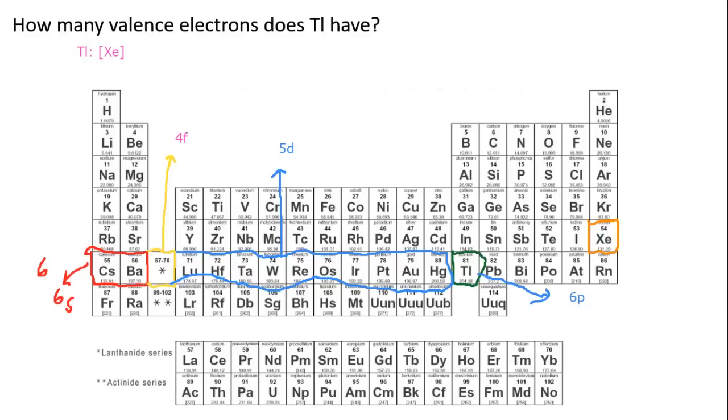So now when we write the rest of the electron configuration, we're going to have 6s2, 4f14, 5d10, 6p1.